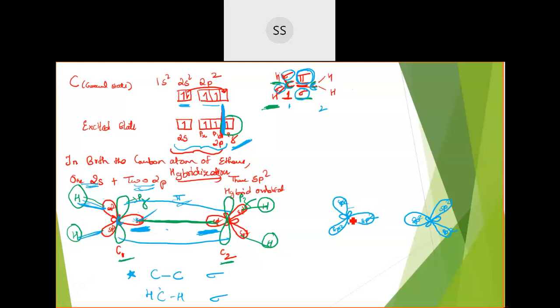I'll take this one. This I have kept as it is, unhybridized. That is the pz orbital, an unhybridized p orbital. You keep this as it is, that is for the pi bond. After this is over, now you have to make them overlap.